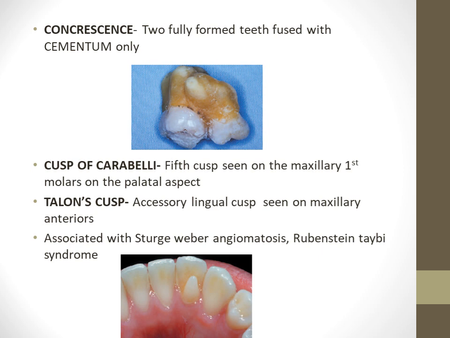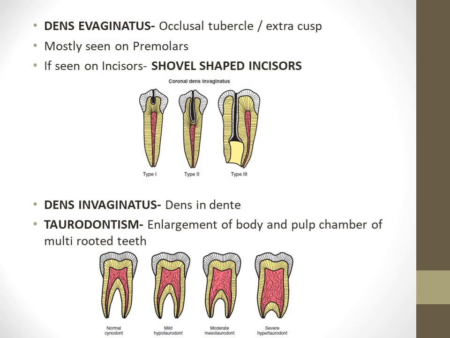The most common MCQ that they ask you here would be what syndromes they are associated with. Supernumerary teeth, as I mentioned earlier, are associated with Gorlin-Goltz syndrome. Talon's cusp is associated with Sturge-Weber angiomatosis and Rubinstein-Taybi syndrome. Please keep that in your mind.